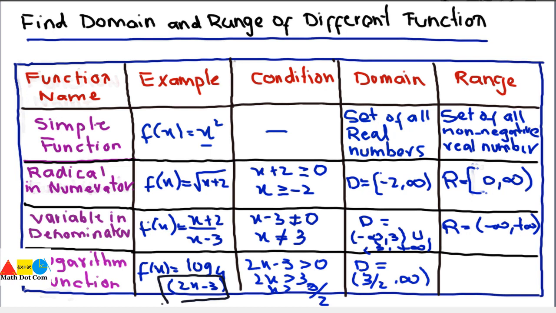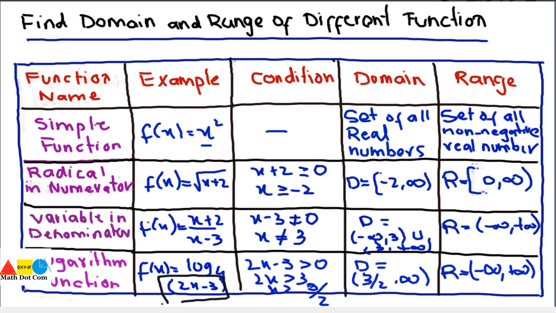What will be the range? Now the range will be the set of all real numbers. There is no restriction in the range of this function, as by putting the values 3 by 2 to infinity, we can get the set of all real numbers. As after finding the log, we can get the positive as well as the negative values, and there is no restriction over that.